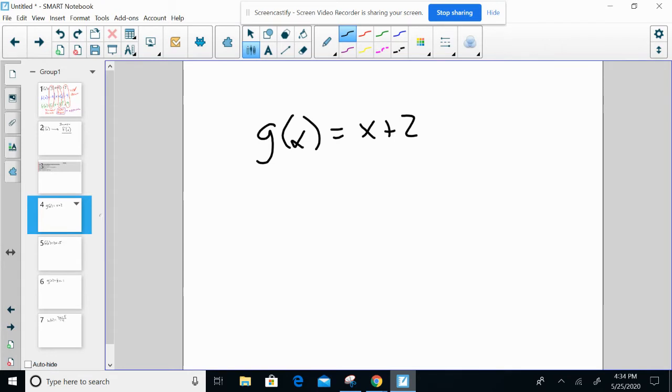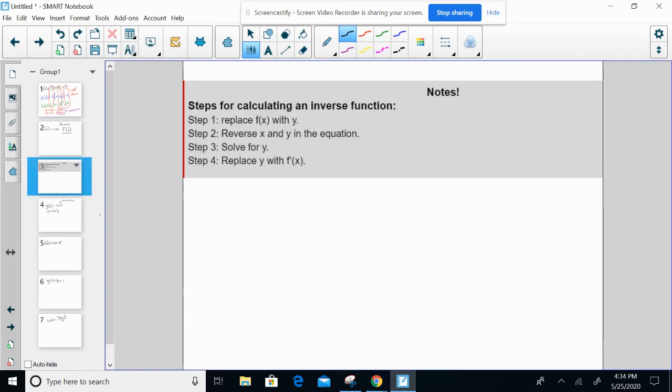Step 1, replace g of x with y. So this is our original function. That's the original, and at the end, we will have the inverse. I'll put an arrow and we'll say inverse. So here we go. Step 1. Replace g of x with y. It looks like y equals mx plus b, and that is exactly what this is. This is a linear function. G is just the name of the function, but we can replace it with y. That's step 1.